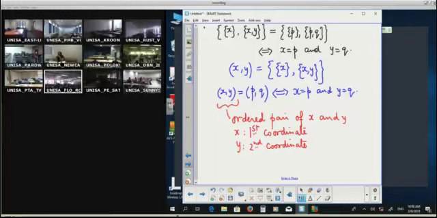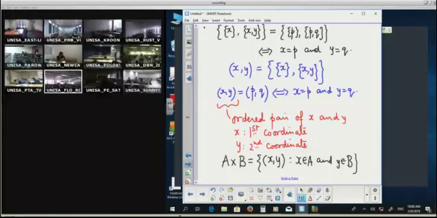We have, therefore, this set, which consists of all ordered pairs of x and y, so that x belongs to A and y belongs to B. This is called the Cartesian product of A and B. So, for instance, you have your R cross R, or R2, the plane, given as a Cartesian product of real numbers.